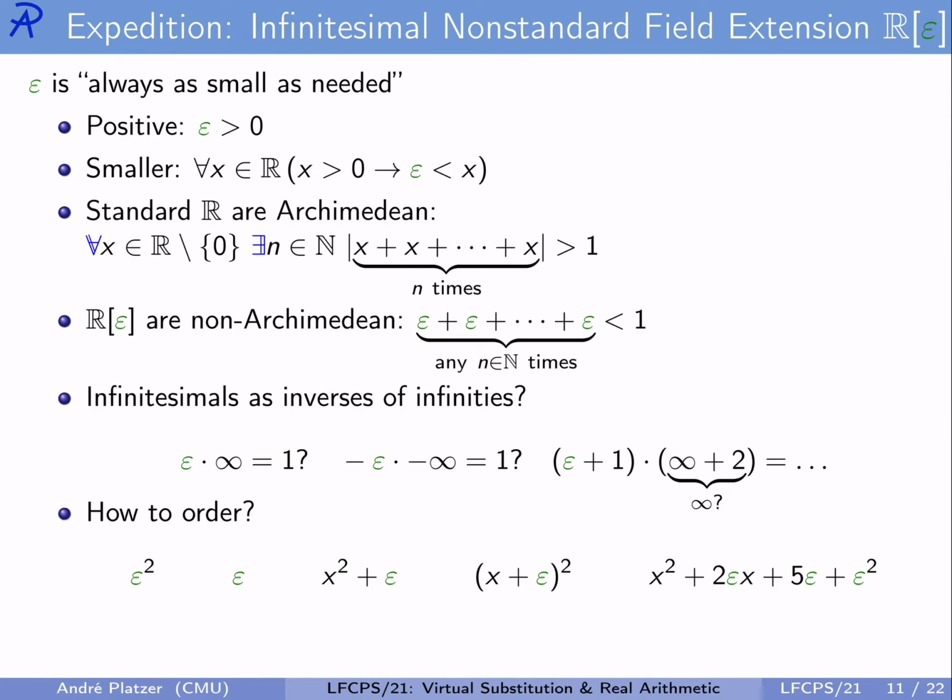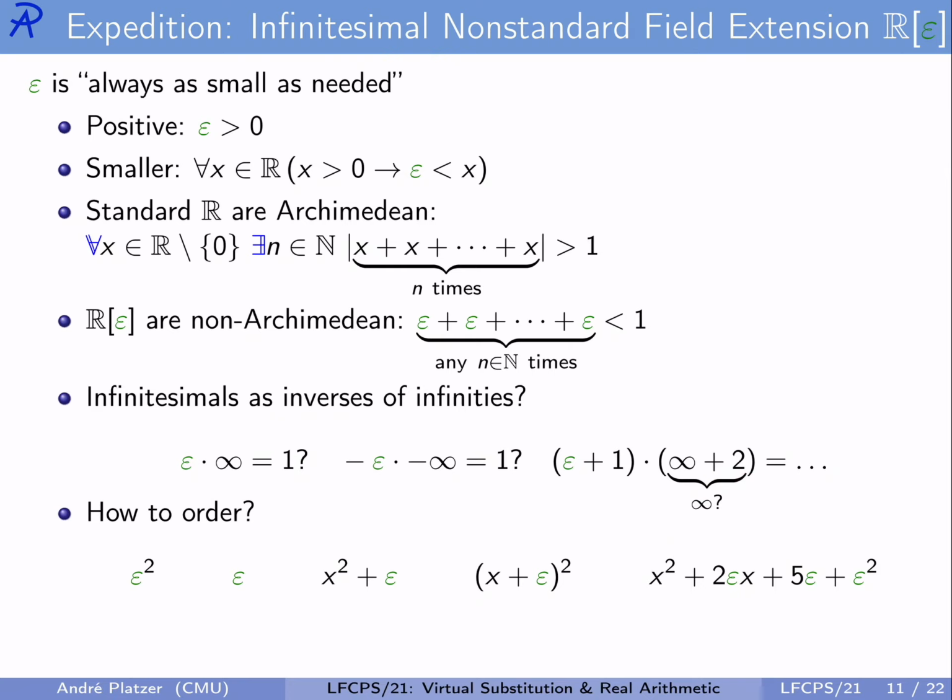Well, in what sense are infinitesimals inverses of infinities? To some extent you can imagine them like that, right? So maybe an infinitesimal times an infinity is 1, so it's the inverse of that. But maybe also the negative infinitesimal times a negative infinity is 1, but that's awkward, right? Because what happens then is the infinitesimal plus 1 times infinity plus 2, is that then also 1, or is it something slightly different? So that's complicated, right?